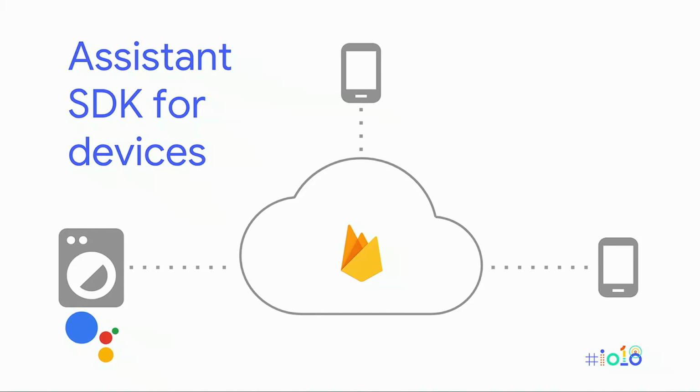And then finally, you can actually embed the Google Assistant SDK into your device, which means that you can actually talk to the washing machine and give it direct commands to the machine directly, which is kind of cool.